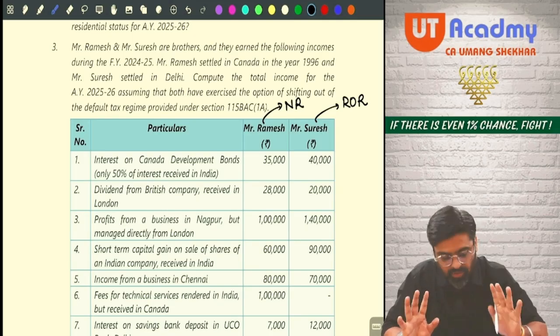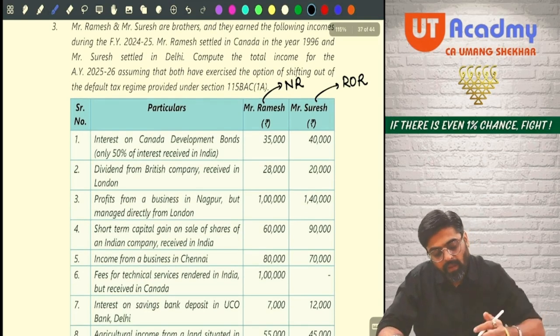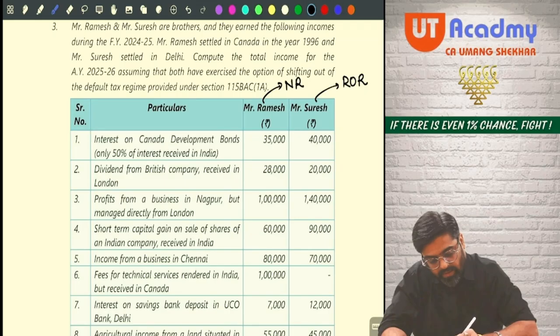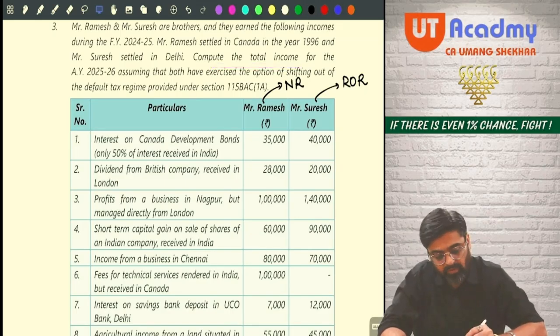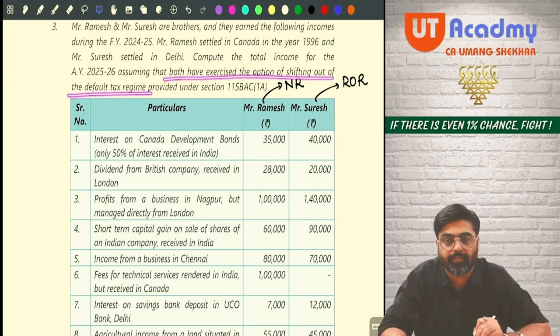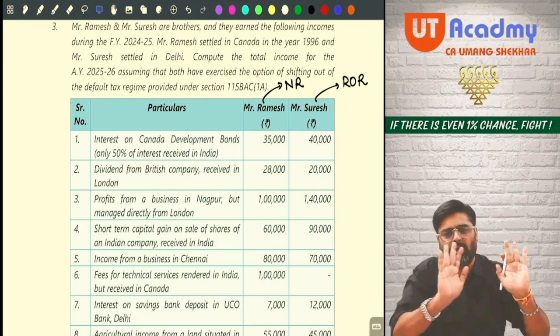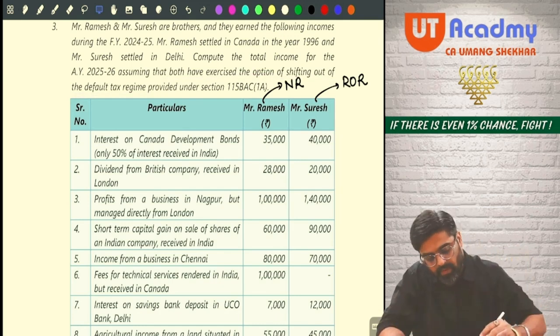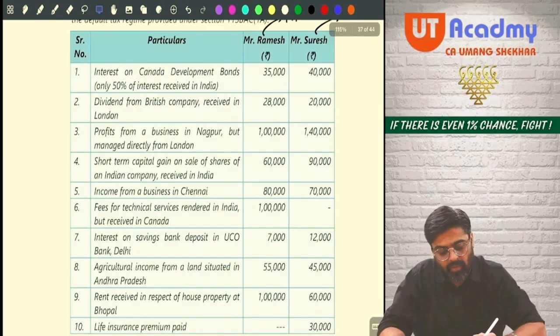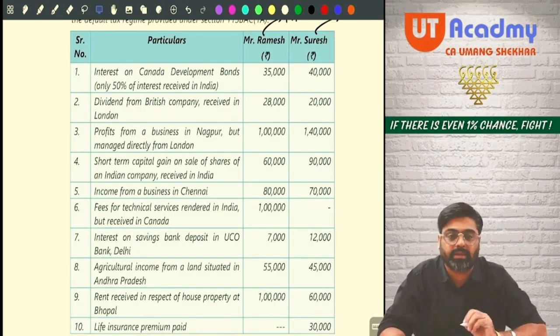Yes or no? Okay. Now, see, compute the total income. They are telling you to compute the total income for assessment year 25-26, assuming both have exercised the option of shifting out of the default tax regime. Meaning that they have shifted out of the default tax regime, meaning they are following the normal tax system. Yes or no? Now, interest on Canada development bonds, only 50% interest received in India.